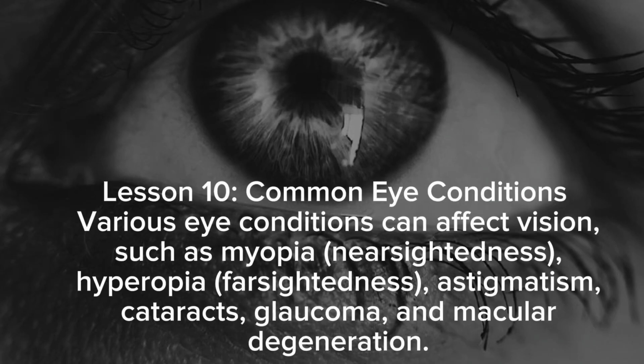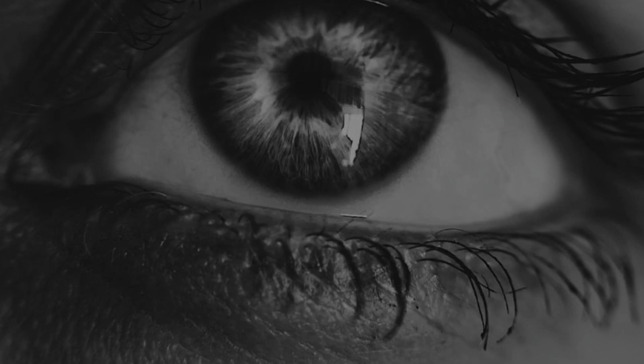Lesson 10. Common eye conditions. Various eye conditions can affect vision, such as myopia (nearsightedness), hyperopia (farsightedness), astigmatism, cataracts, glaucoma, and macular degeneration.